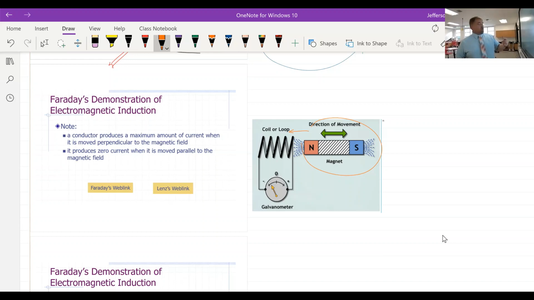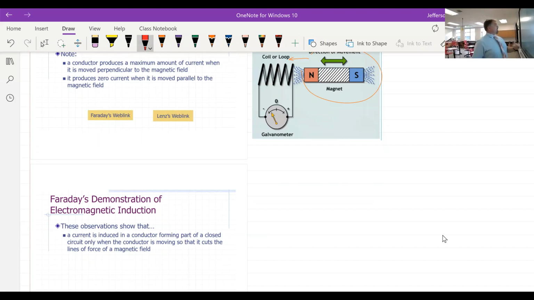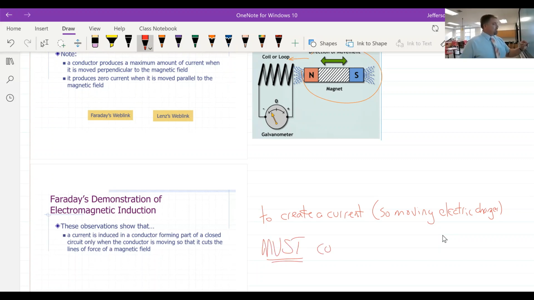Okay, what it comes down to, the main point, is that we have to cut through those magnetic fields to create a current. So, moving electric charge must cut through the flux lines.